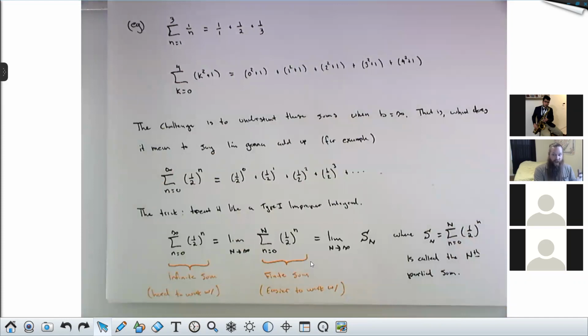So remember, like we had AR, A sub R was the area from 0 to R for your improper integral. The integral from 0 to R is like your partial integral. Here, this thing, the sum from 0 to n, is the sum or series version of that thing. All right. An infinite sum like this is called a series.